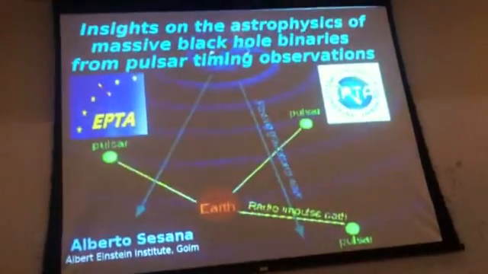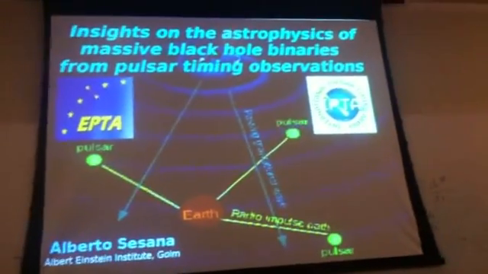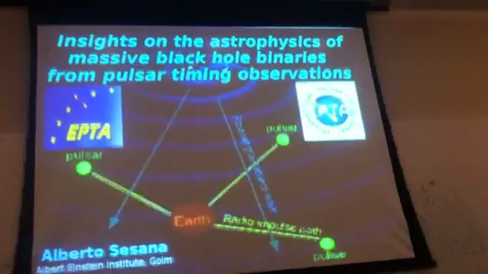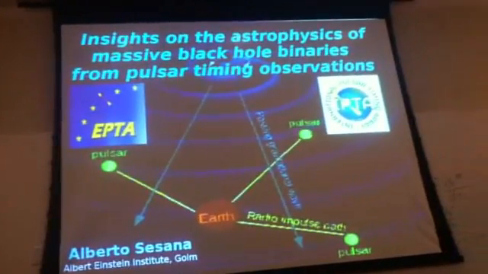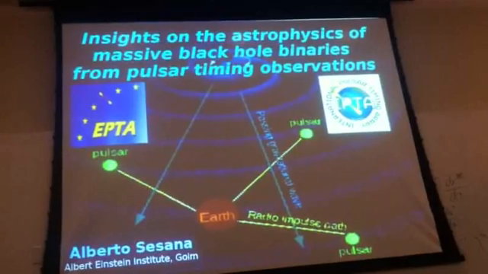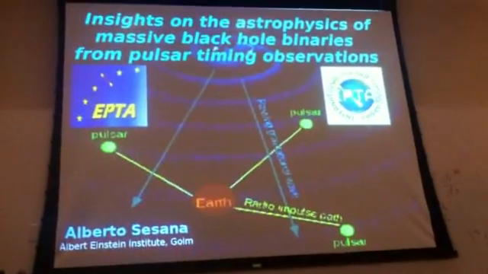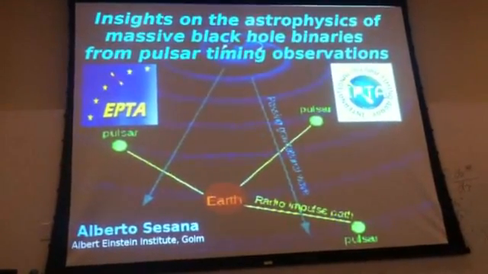Okay, now we are talking about basically the very same sources that I was talking about before, but from a completely different perspective. We talked about massive black hole binaries, in the same mass range, in more or less the same regime of evolution, but as gravitational wave sources. And we hope to detect those by means of pulsar timing observations. I will explain what that is for those that are not familiar with pulsar timing.